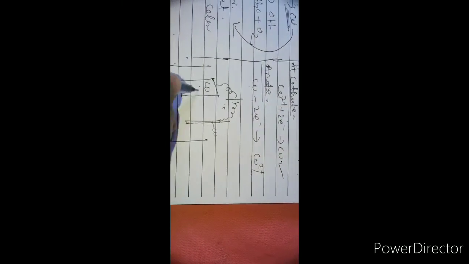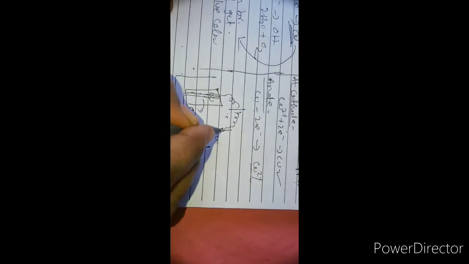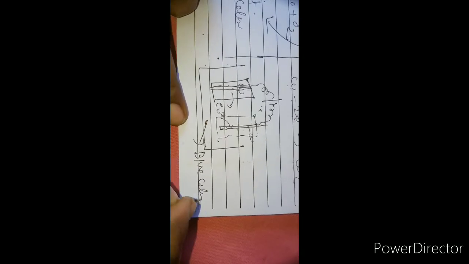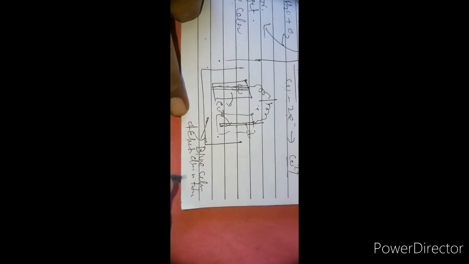Copper will lose 2 electrons and become copper 2 plus, and this again will go to the cathode. So at the end of the reaction, the anode will decrease in mass and the cathode will increase in mass, and the blue color does not fade. The blue color of the electrolyte does not fade. Okay, so for today this much. In the next video we will discuss these examples.